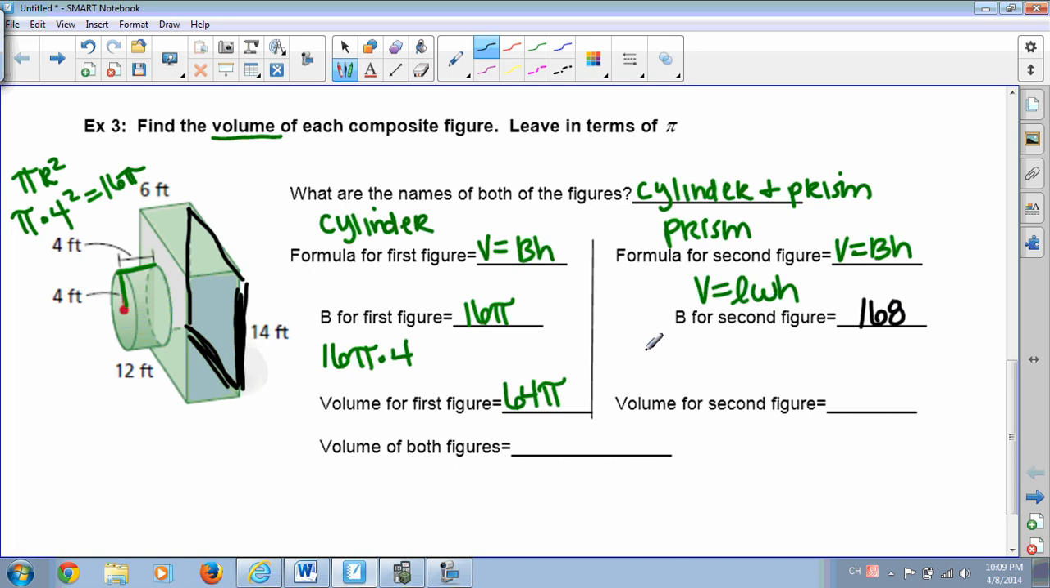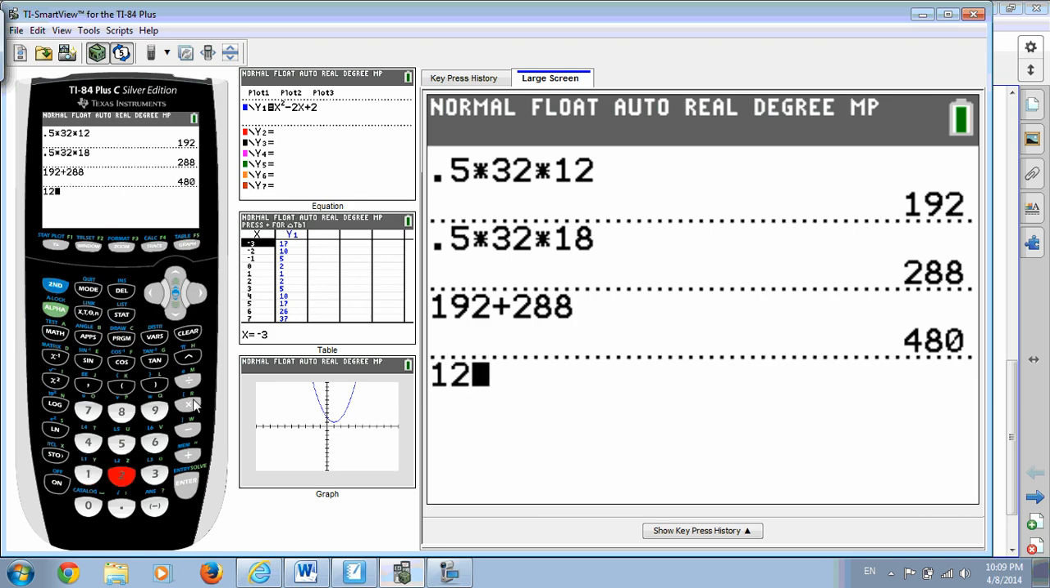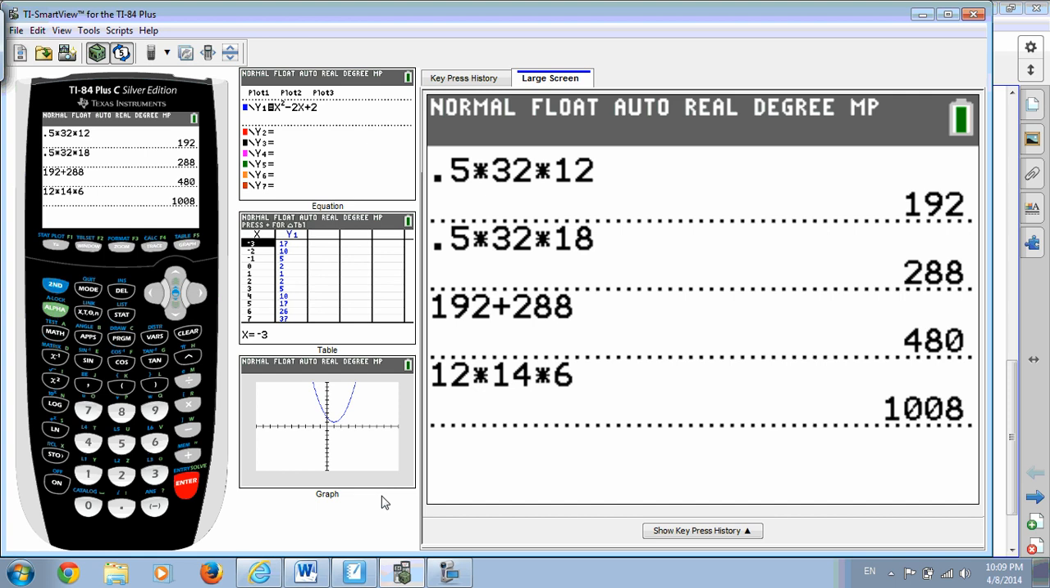So the area of our base would just be 14 times 12, which would be 168. So length times width, 12 times 14, which is 168, and then times the height of our prism, which is 6. So we have 12 times 14 times 6 is 1008.